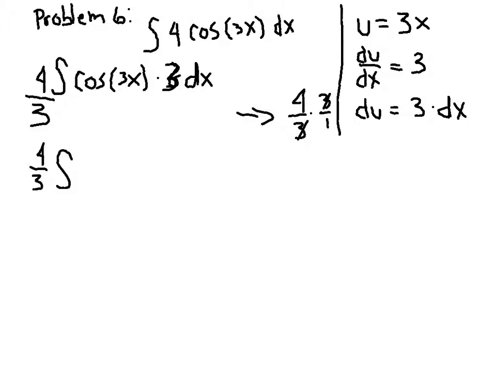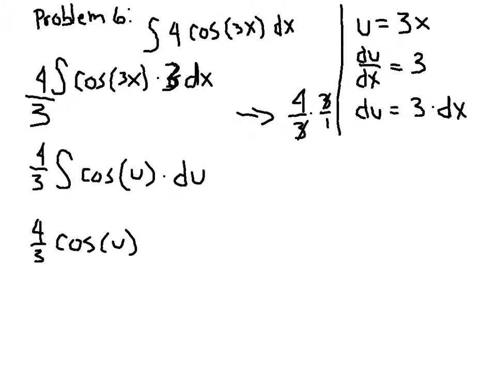So now we have 4/3 times the integral of cos. Now we can substitute 3x with u. Remember, u equals 3x. So the cos of u times du. Our next step is to integrate this. So we're going to say 4/3 cos of u. And our du gets canceled out.